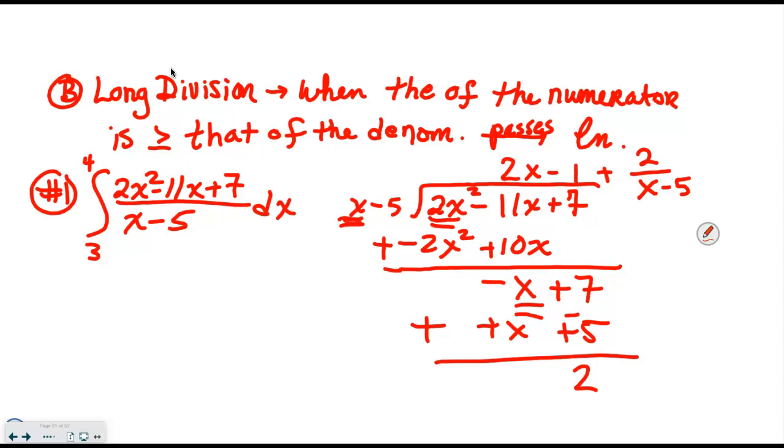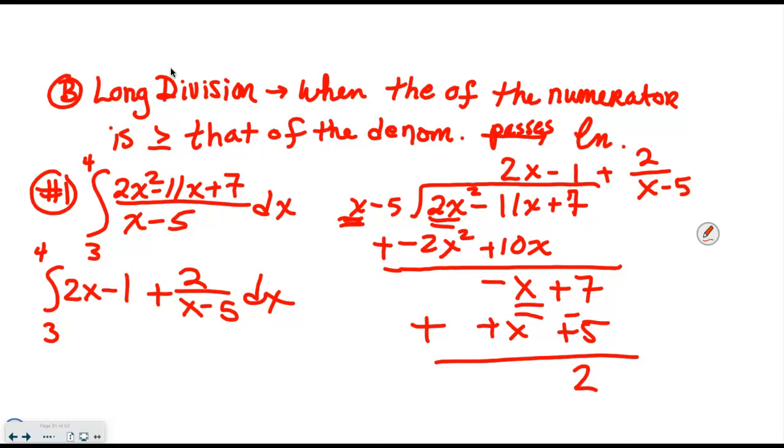So we took something we couldn't integrate. We used a little Algebra 2 to break our integrand down into a new integrand. 2x minus 1 plus 2 over x minus 5 is my new one that's equivalent to the old one that had me stuck. And this guy's easy peasy to integrate.